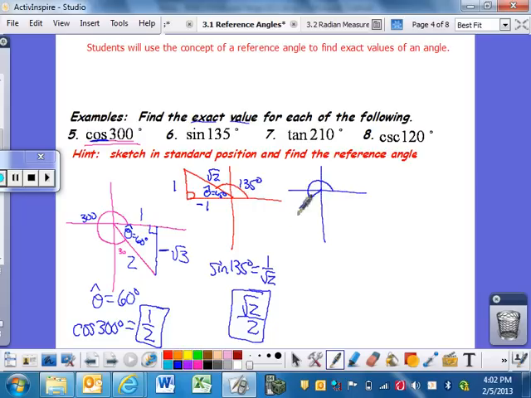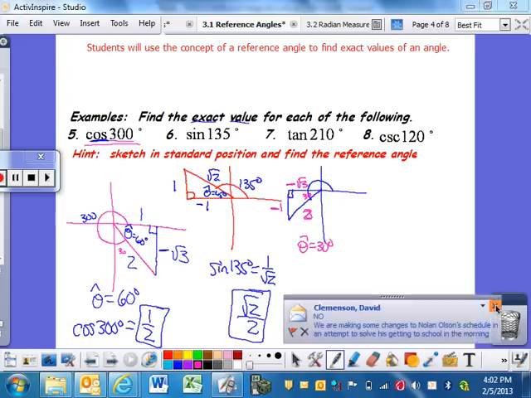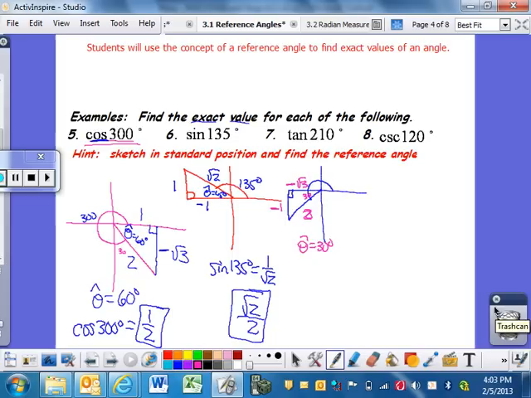210 degrees, that's 30 degrees beyond 180. Alright, so my reference angle now becomes 30 degrees. I know this in here is a 30, so I know that's a 1. This makes root 3 be this one. What needs to be negative here? I am both left and down. Hypotenuse is going to be positive 2. Okay, and now if I want to do my tangent, tangent 210, that's going to be your opposite over adjacent, which is negative 1 over negative root 3.